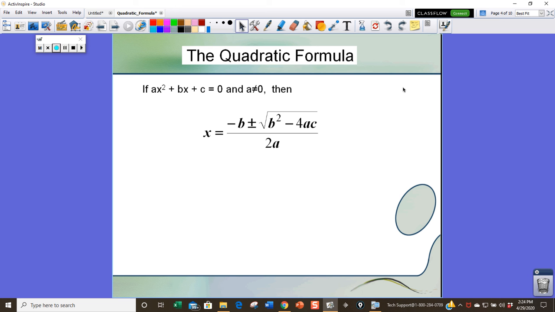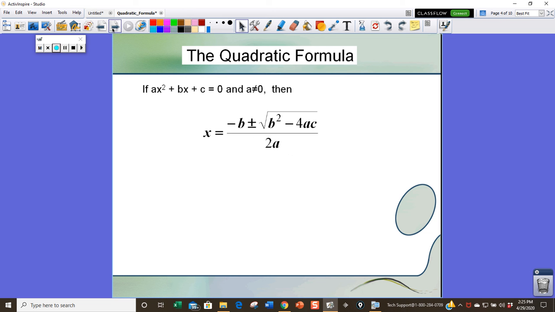By the way, the quadratic formula works 100% of the time on all quadratic equations. So if you're not good at factoring, or you don't like factoring, or you never quite got the hang of it, then my suggestion is just learn the quadratic formula and use it because it works every single time. Factoring is a little faster, but the quadratic formula works 100% of the time. All right, we've got the formula written down.